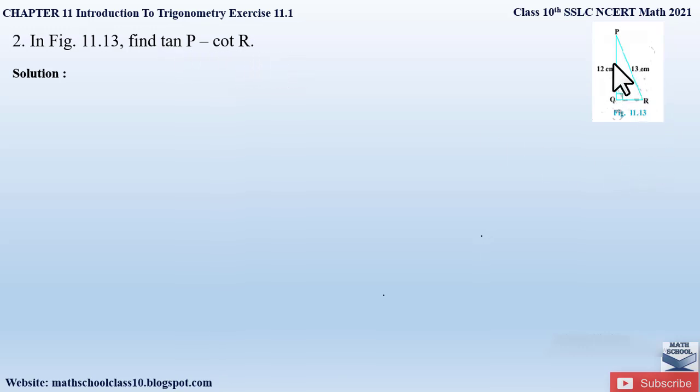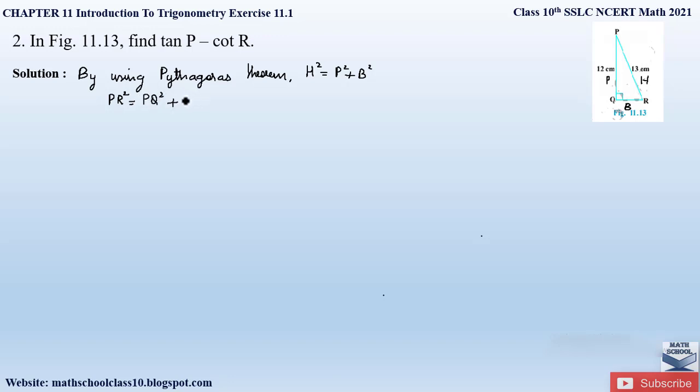Now first of all, since it is a right angle triangle, we can apply the Pythagoras theorem here and find out the side QR value also. So write down, by using Pythagoras theorem, we have hypotenuse square is equal to the perpendicular square plus the base square. Here, since Q is the right angle, the side opposite Q is the hypotenuse, the base of this triangle is QR and the perpendicular will be PQ. So accordingly, we are going to apply in this formula. So hypotenuse PR square is equal to perpendicular PQ square plus the base QR square.